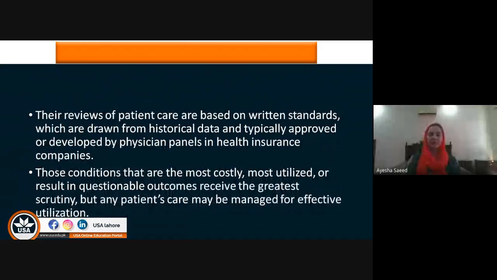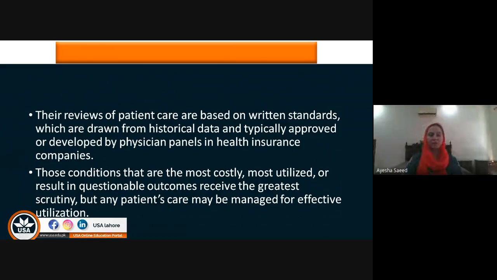Their reviews of patient care are based on written standards, which are drawn from historical data and typically approved or developed by physician panels in health insurance companies. So these standards are developed by the physicians, and the assessment is based on these written standards. Those conditions that are the most costly and most utilized, or result in questionable outcomes, receive the greatest scrutiny, but any patient's care may be managed for effective utilization.